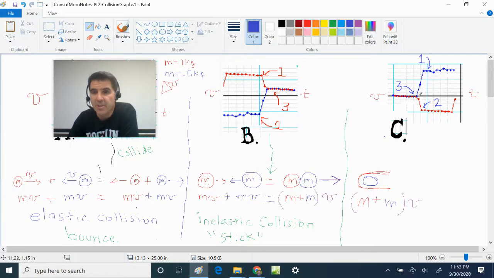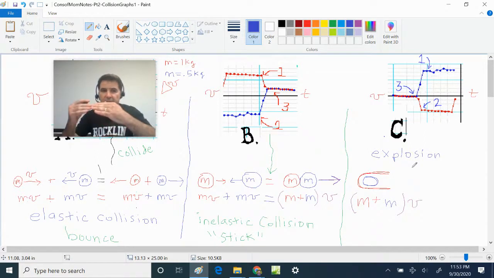Okay, so what happens here? They explode. This is called an explosion equation. This could happen very easily in class. I have some springs. These carts are actually spring-loaded. If you put them together and touch the spring, it goes bang and explodes them apart. So that's an example of an explosion equation.